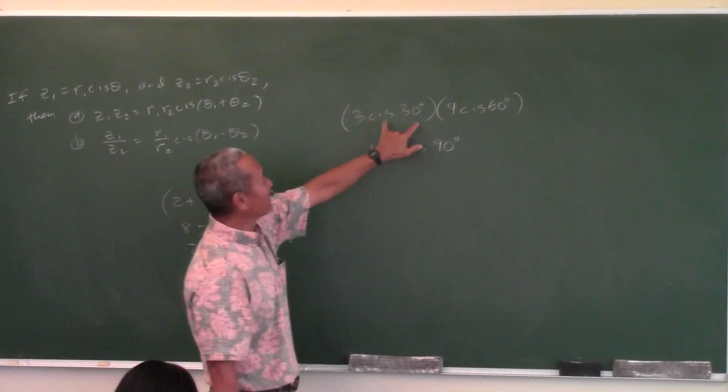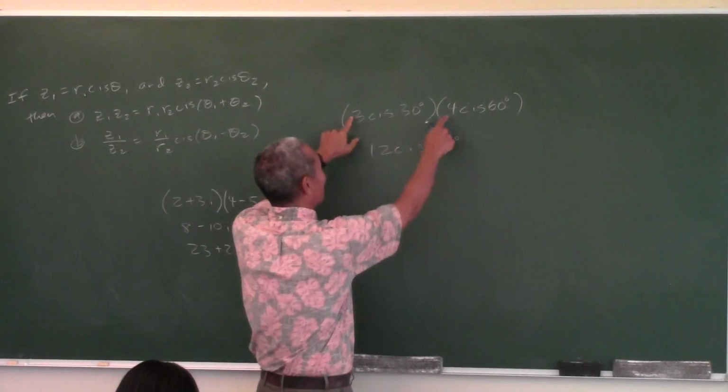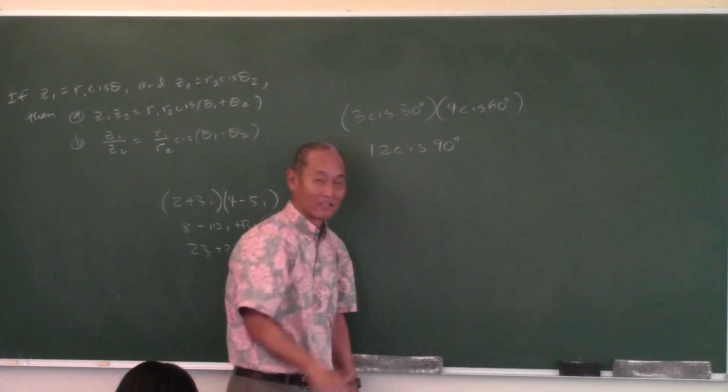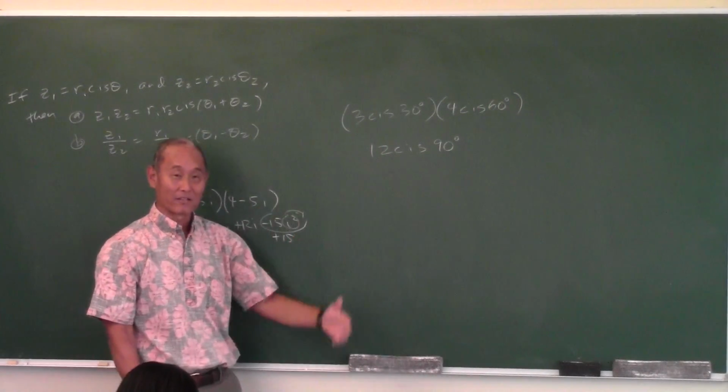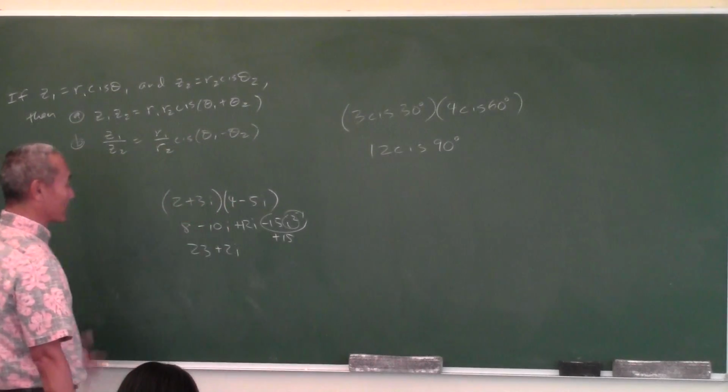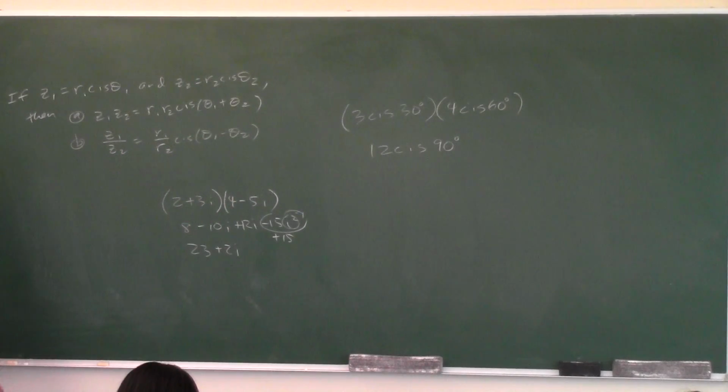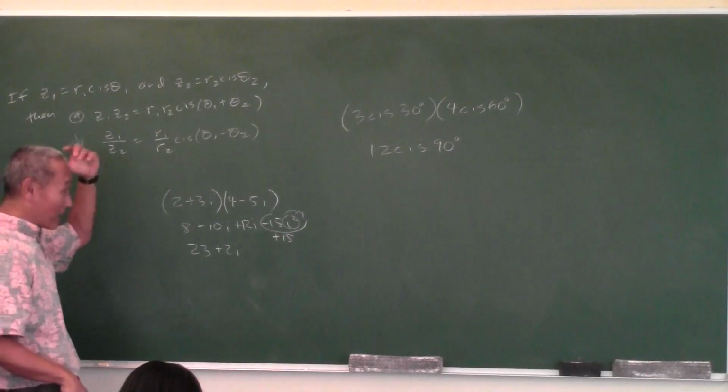Look at when you multiply the complex numbers like this. You just multiply the r's, add the angles, finish. It's way faster. That's why polar form is good. That's why we learn it. It's way faster. And then dividing is a whole other animal.